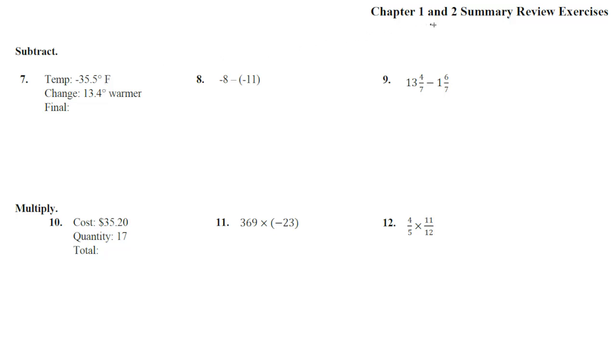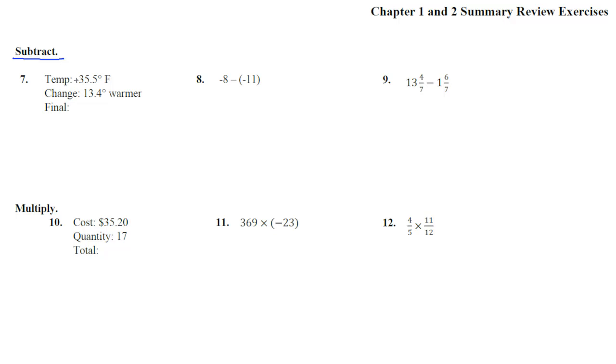Here we are in Chapter 1 and 2 summary review exercises, number 7 through 12. Number 7, here it says subtract. So remember, we're going to put the strongest one, whether negative or positive, on top, and then do the subtraction, and then that strongest one will win as far as the sign.